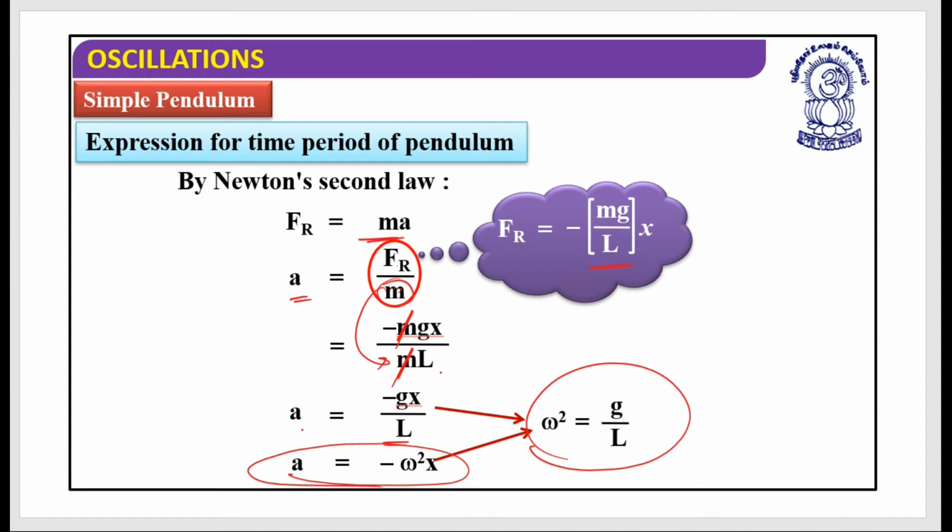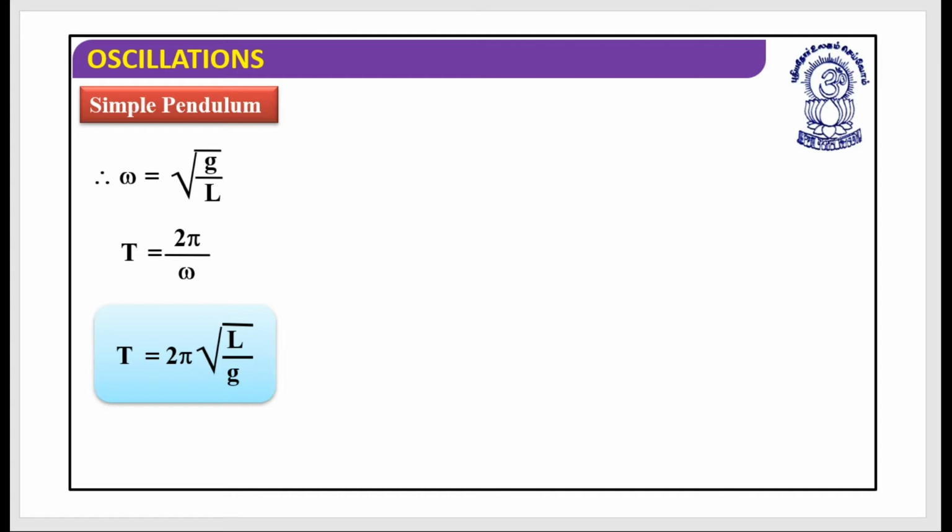If I compare these two relations, a equals minus g by l into x, as well as a equals minus omega square into x. From this I have the relation omega square equals g by l, and so omega equals under root of g by l. Since omega equals 2 pi by T, T equals 2 pi under root of l by g. I hope this is clear.